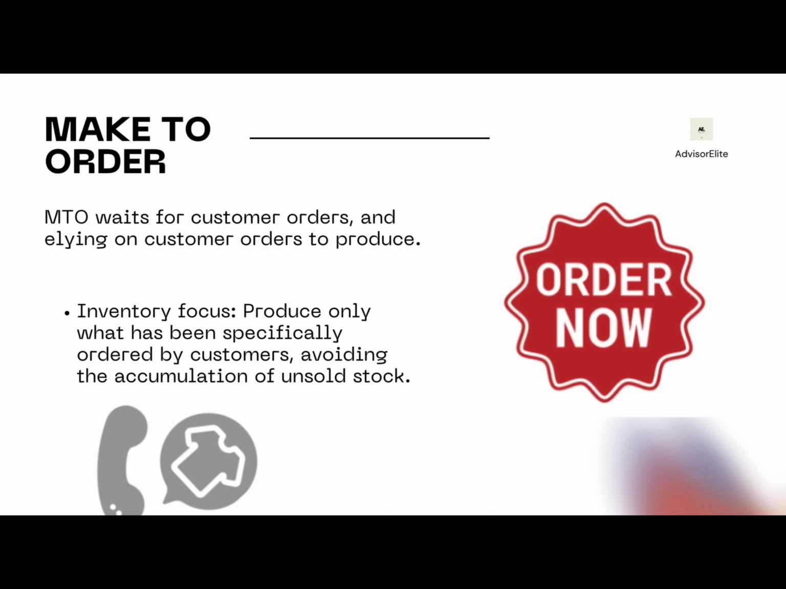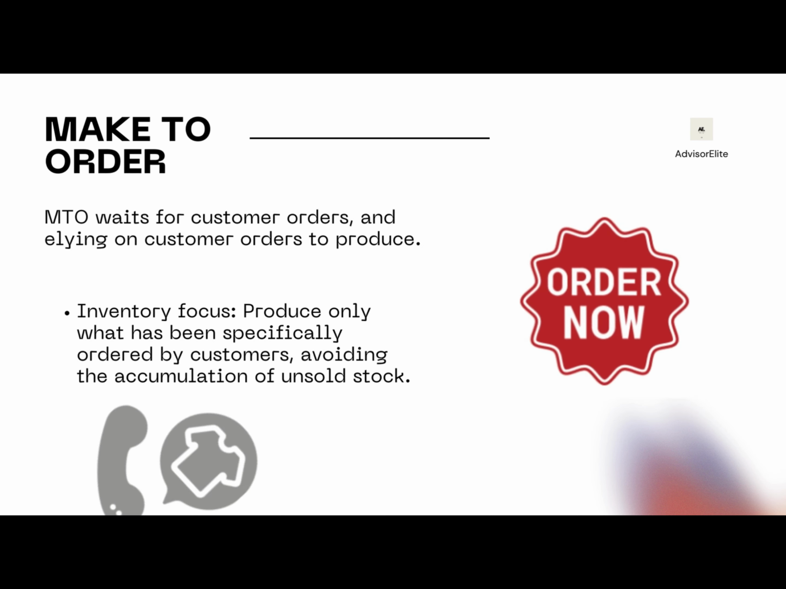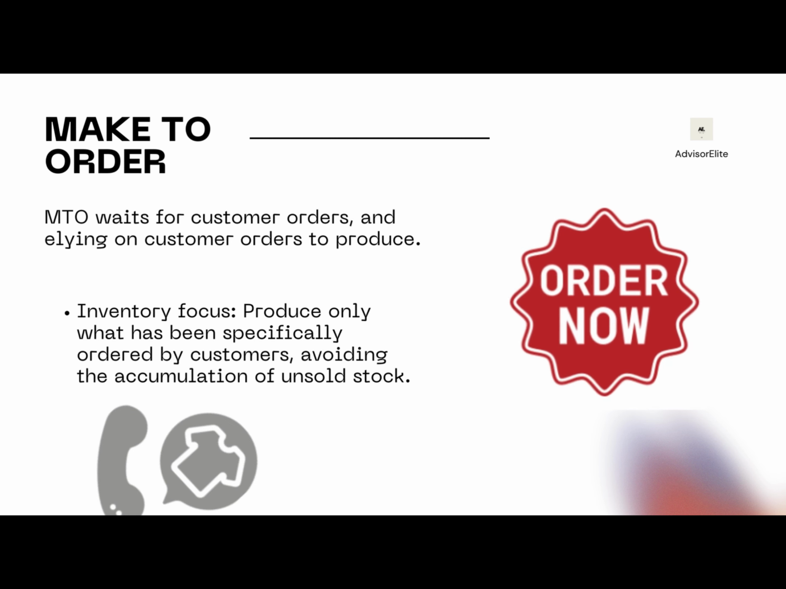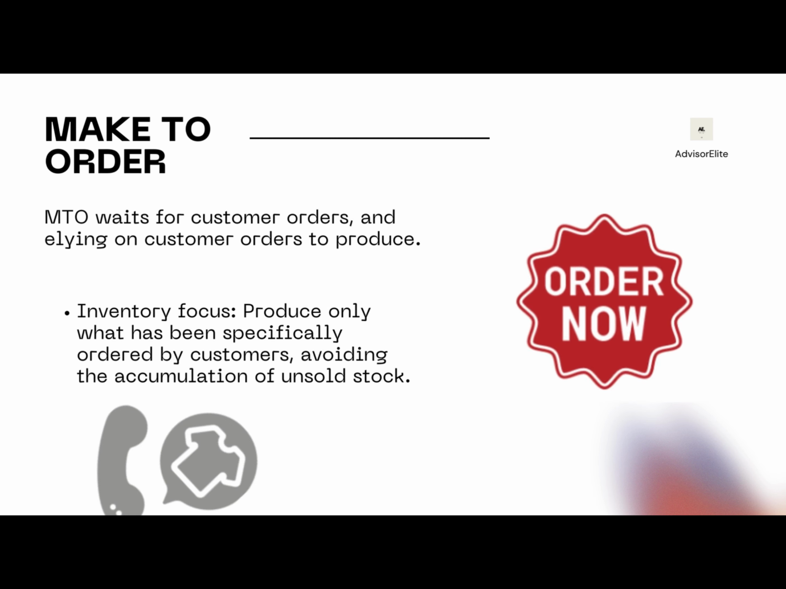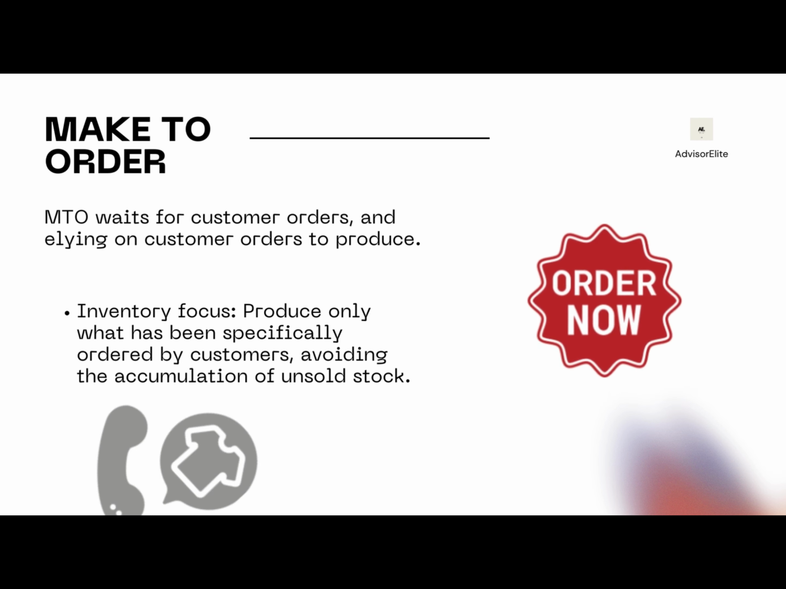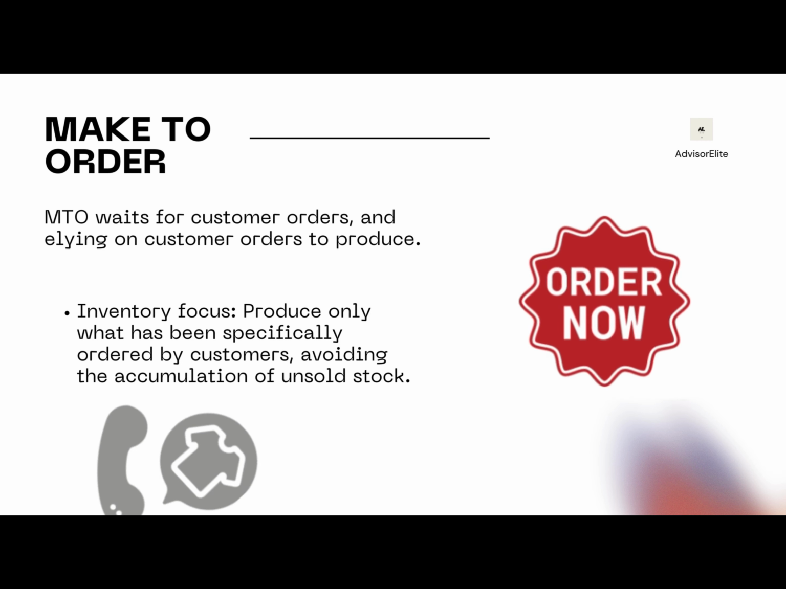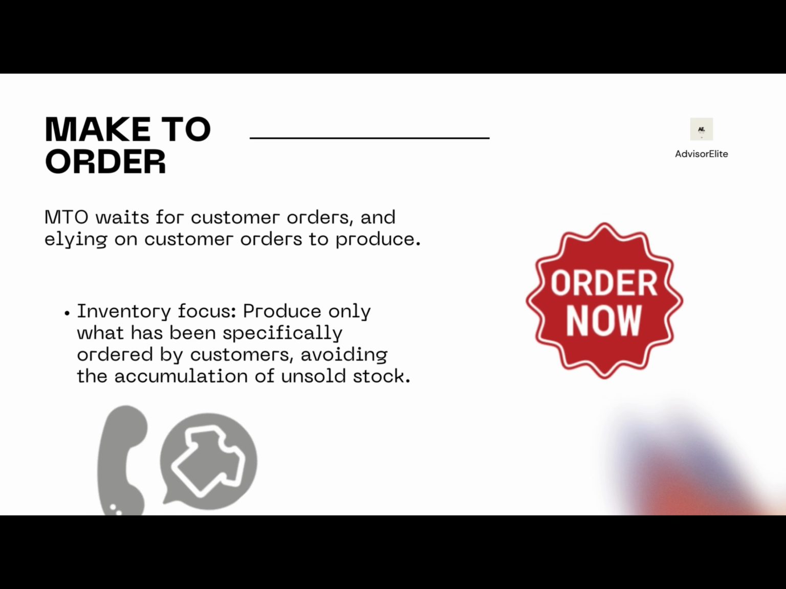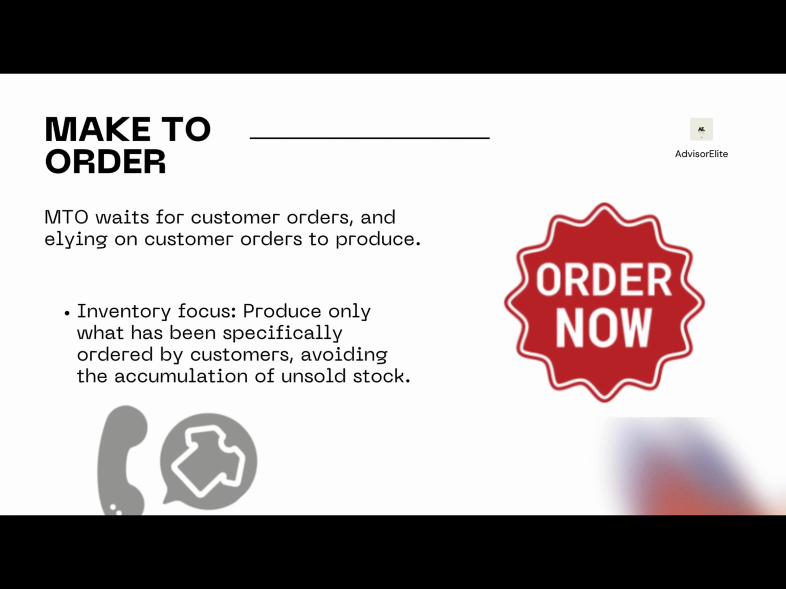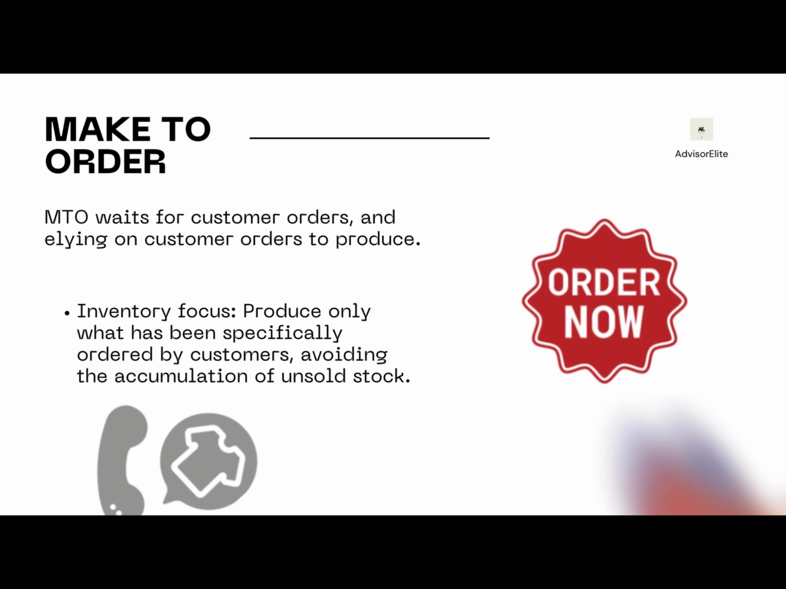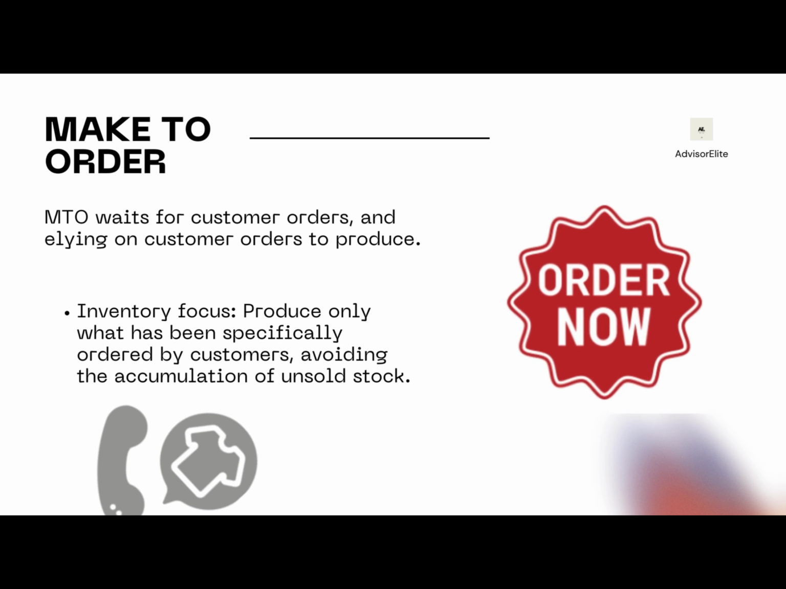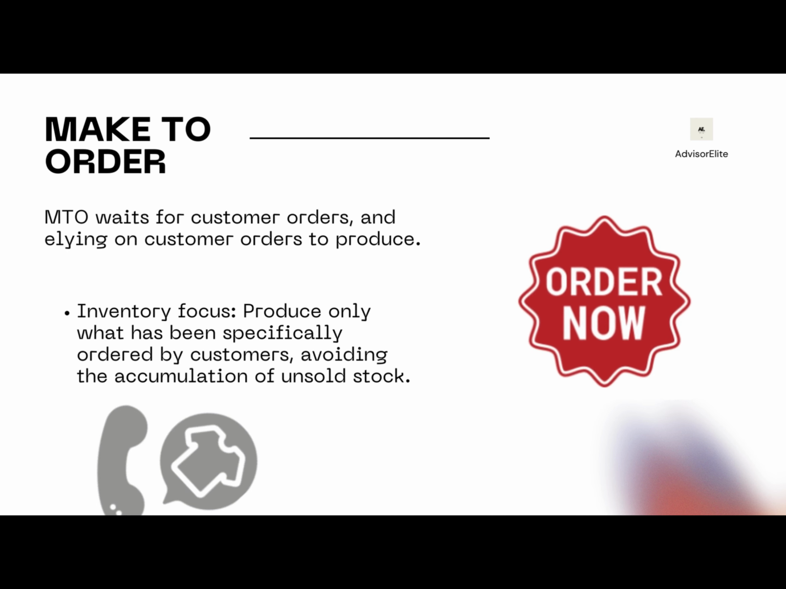It's all about producing items in direct response to a specific customer order. Imagine a scenario where a customer places an order for a customized product. In a make-to-order approach, we start the production process only after receiving that specific order. It's like tailoring production to meet the unique requirements of each customer. This strategy is great for personalized or custom products where we want to ensure we're creating exactly what the customer is looking for.